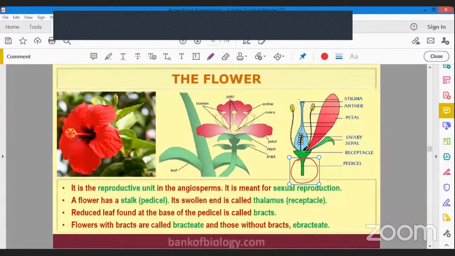That is calyx, corolla, and so on, which are on the thalamus. The reduced leaf found at the base of the pedicel is called a bract. There is a small one here, something like this. Can you see here? This is the bract. So flowers with bracts are called bracteate and those without bracts are called ebracteate. Take it down.